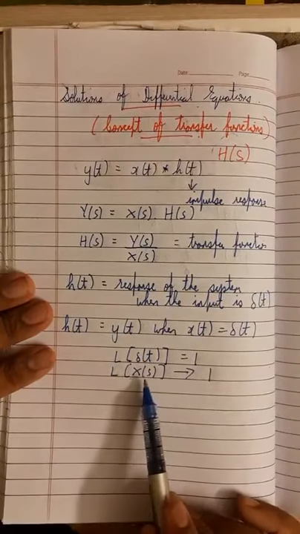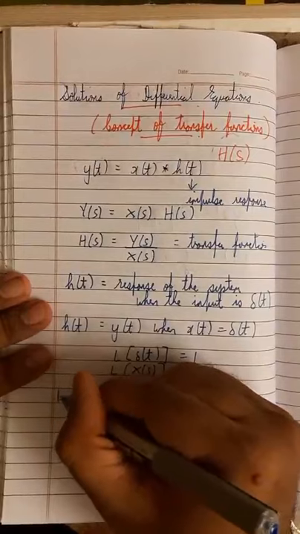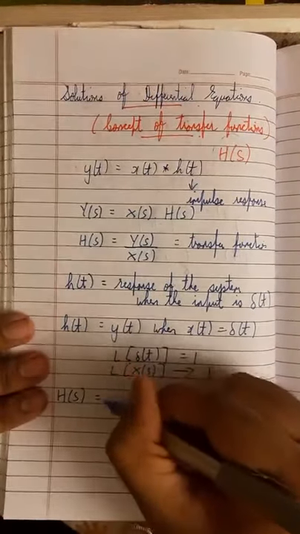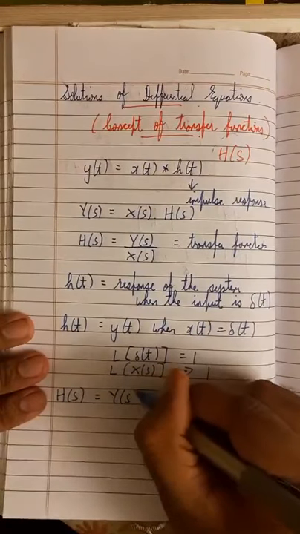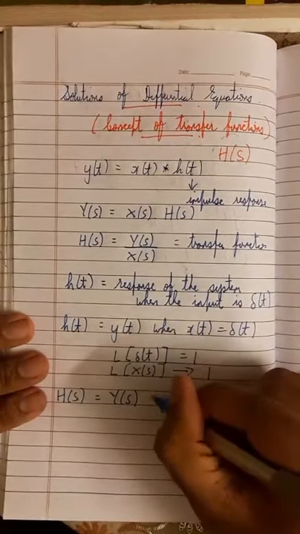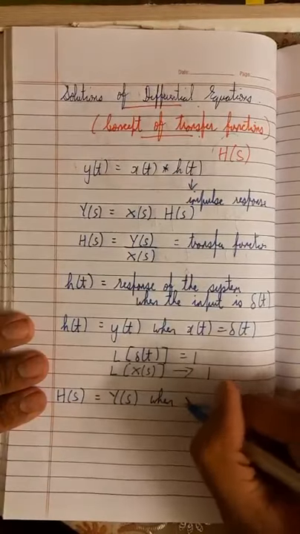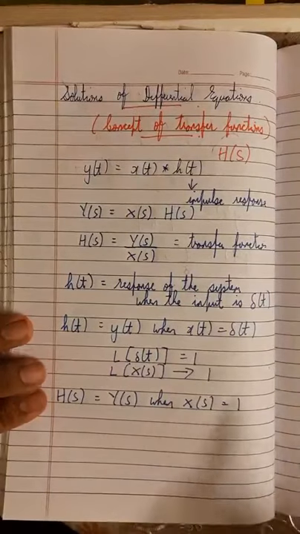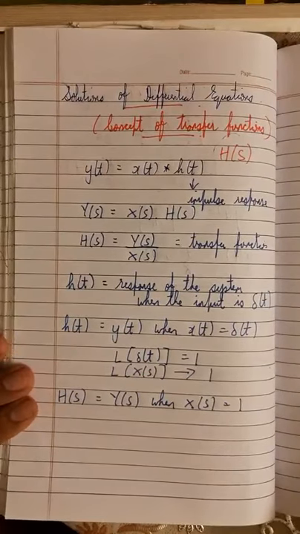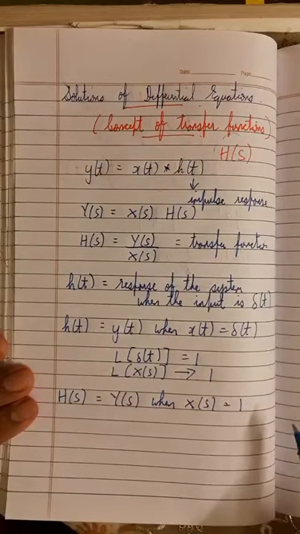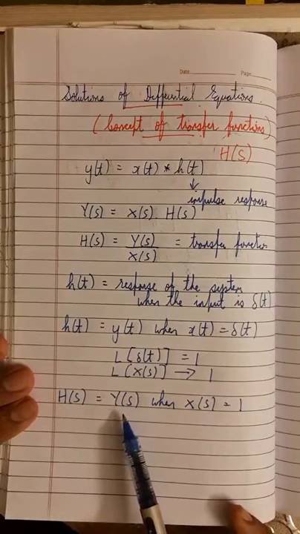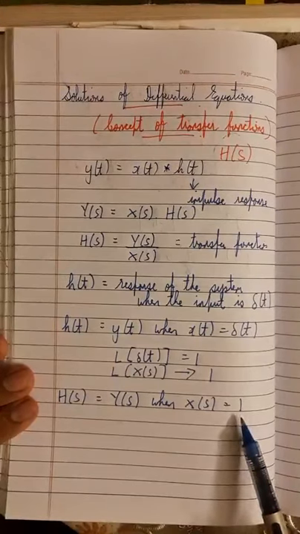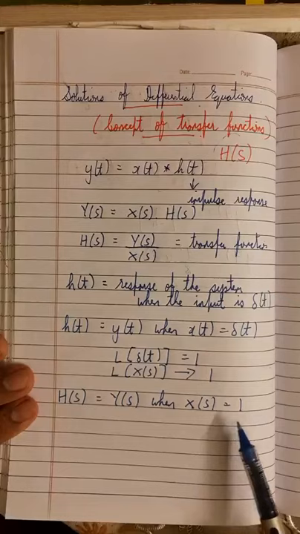And if x of s is equal to 1, then what is h of s? It is my transfer function, which is nothing but my output response when x of s is equal to 1. This is what you need to understand regarding the transfer function. The other definition of the transfer function is that it is nothing but your output response when the input is unity. And why is the input unity?